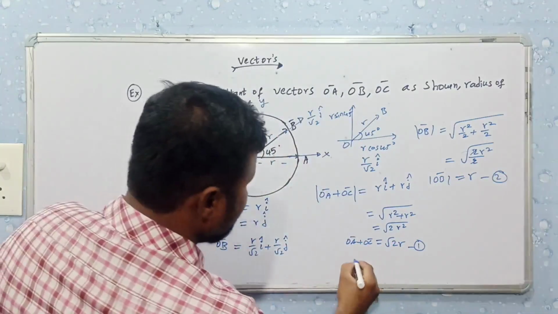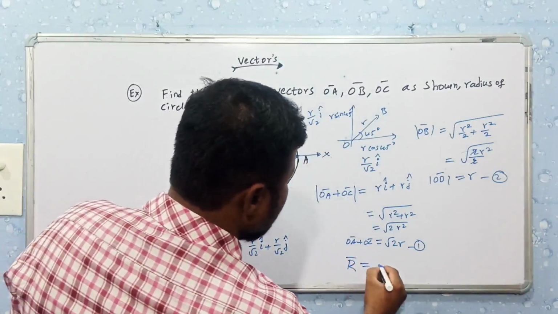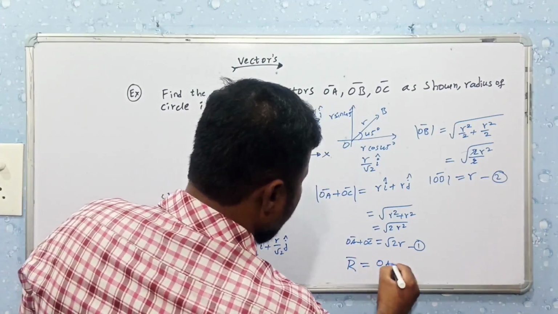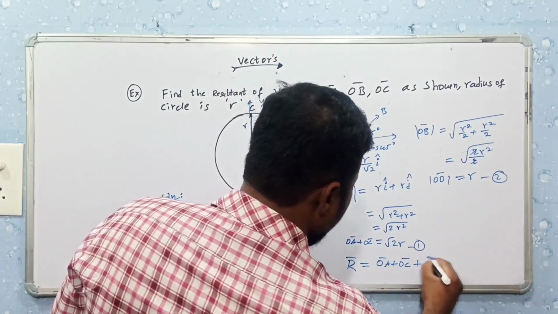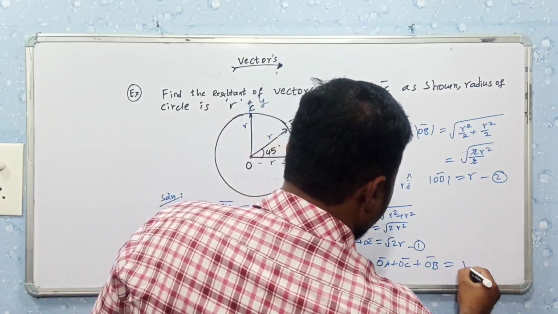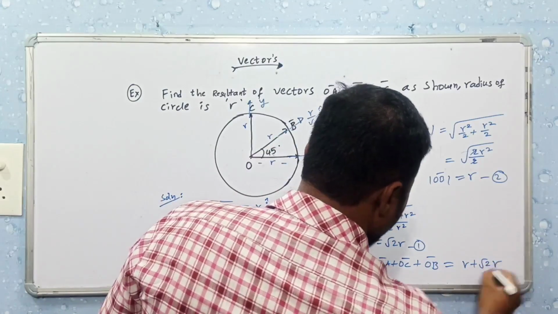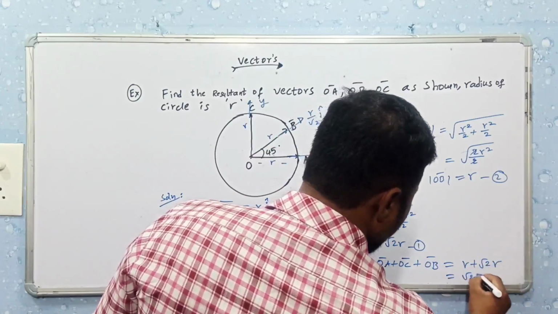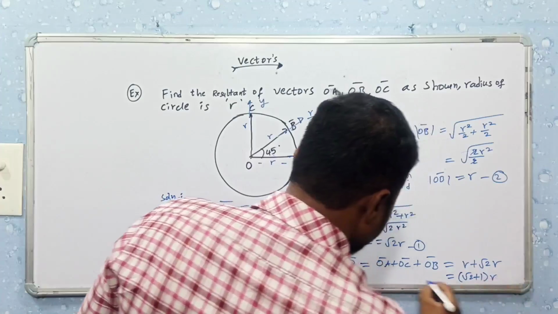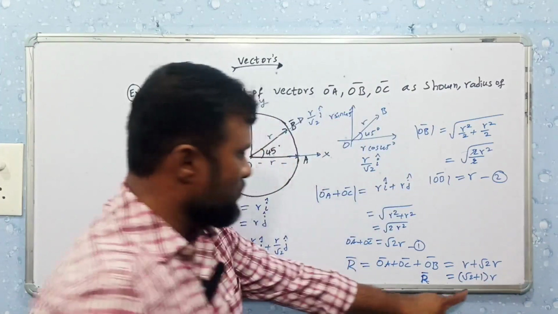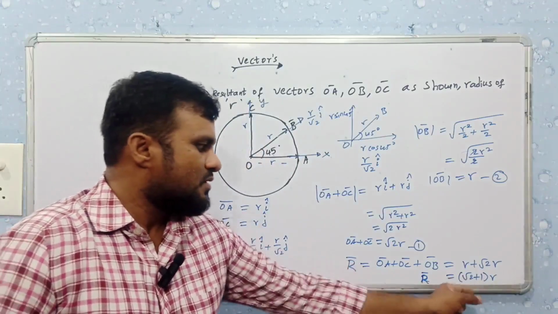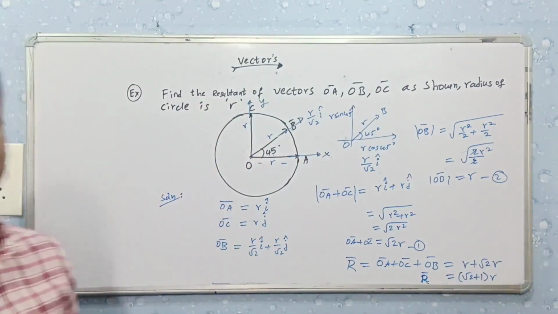Add 1 and 2. The resultant R bar is equal to OA bar plus OC bar plus OB bar, that is equal to R plus root 2 R, or root 2 plus 1 into R is the answer. This is the resultant vector, root 2 plus 1 into R.